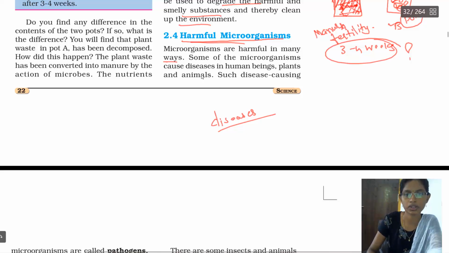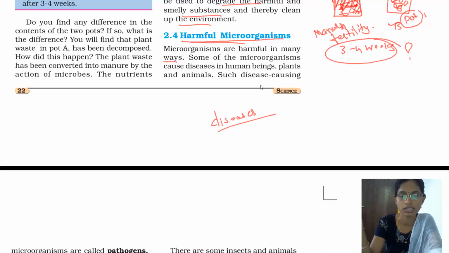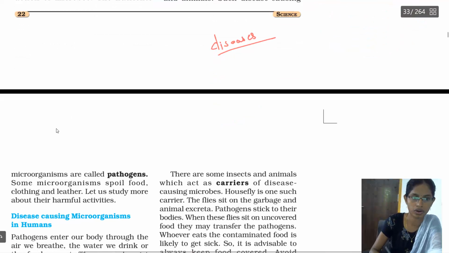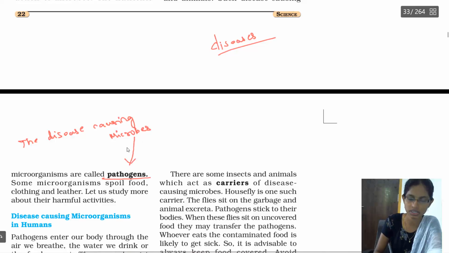Some of the microorganisms cause diseases in human beings, plants and animals. They not only cause disease to human beings, they also cause diseases to plants and some other animals. Let us see. The disease causing microbes, what are we going to call them? Pathogens. A pathogen is nothing but a microorganism which causes disease. That microbe we are going to call a pathogen.